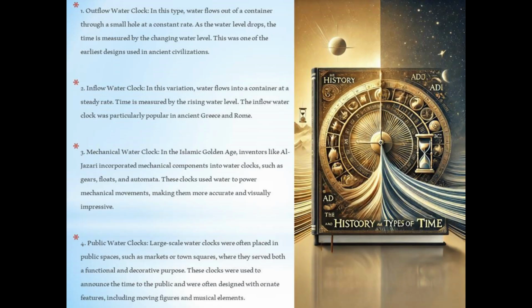Number 4. Public water clocks. Large-scale water clocks were often placed in public spaces, such as markets or town squares, where they served both a functional and decorative purpose. These clocks were used to announce the time to the public and were often designed with elaborate features, including moving figures and musical elements.